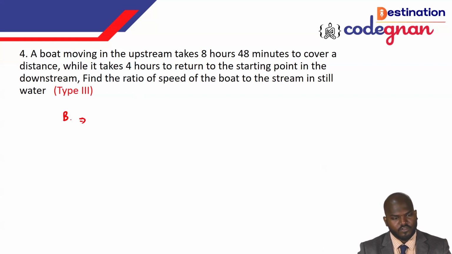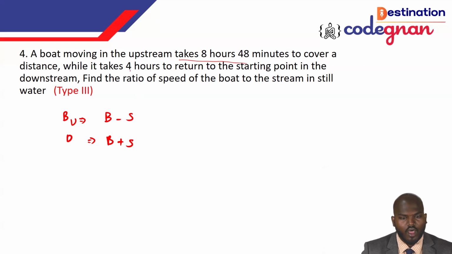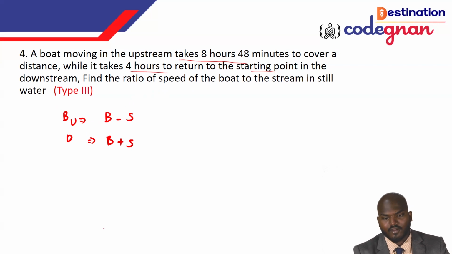The speed of the boat in the upstream, you can call it B minus S, and downstream you can call it B plus S. So the boat moving in the upstream took 8 hours 48 minutes, while it takes 4 hours to return to the starting point in the downstream. The ratio of the speed they are asking is an indirect question. They have less data, but you need to find the value here, based on the ratio.